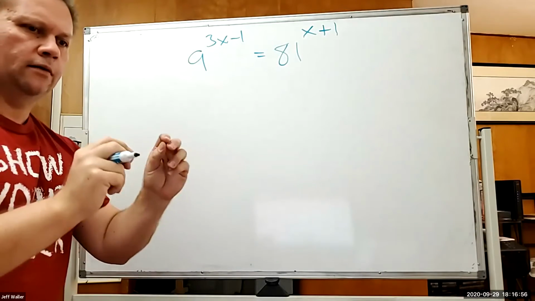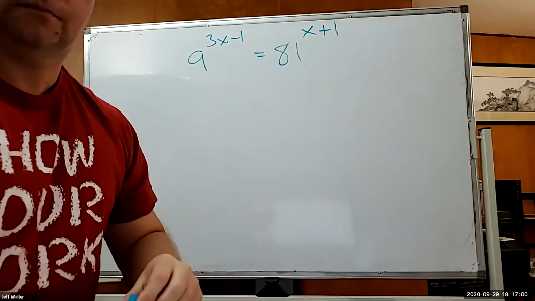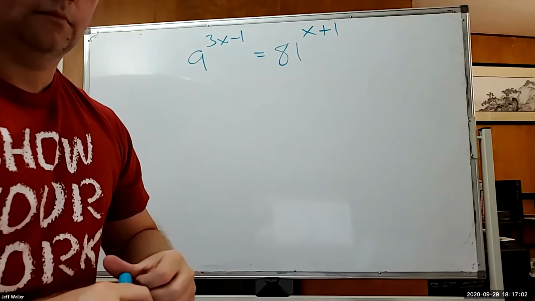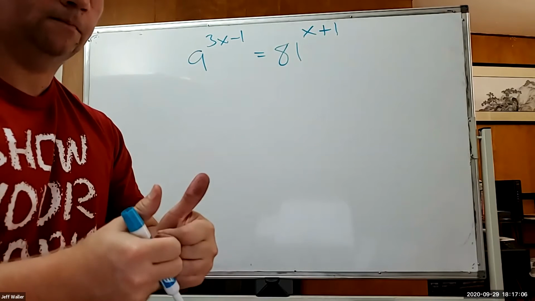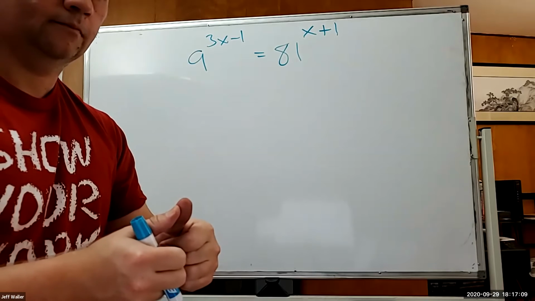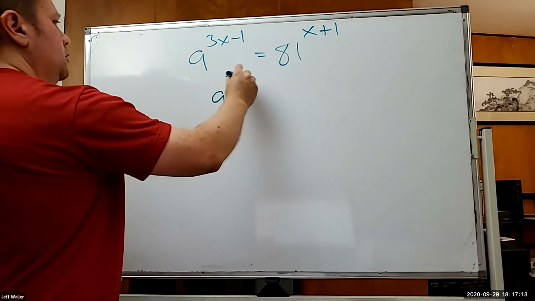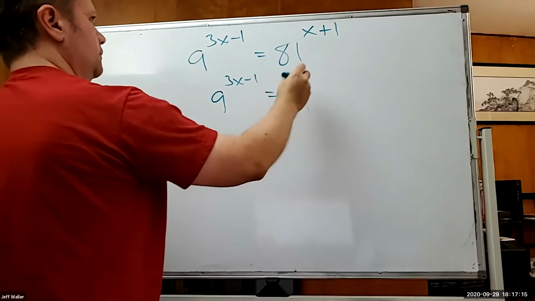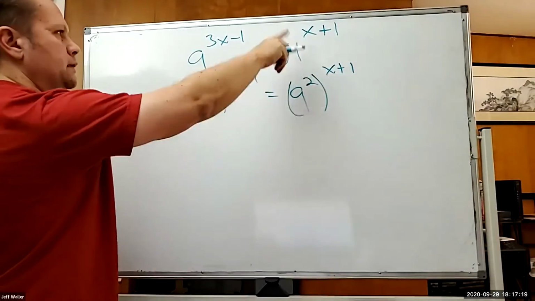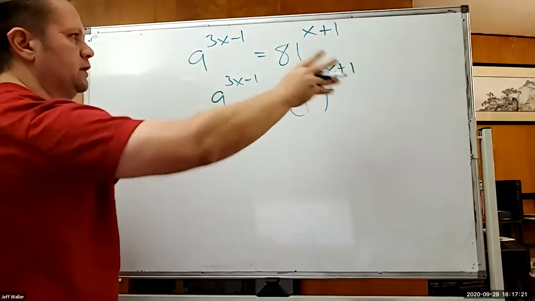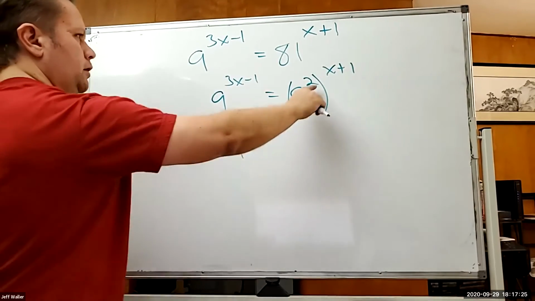What's nice about this problem so that I don't have to bring logs in? You could break 81 down. To what? To 9 squared. Yes. So I can write both of them in terms of 9. And I really want to make a big deal out of what happens here. 81 is 9 squared, so I just did nothing. Go, Jeff. What do I do here?